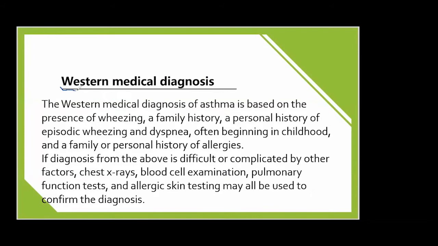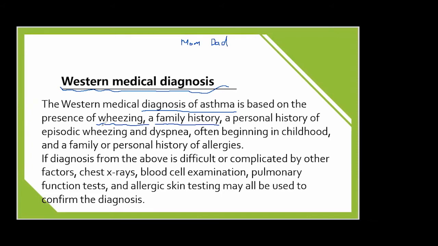So how does modern medicine diagnose this illness? Basically, the patient has symptoms like wheezing, and also there are genetic reasons. That's why we usually ask patients about family history. If the mother or father has an allergy kind of illness, their children have a greater chance of an asthma attack. So that's the family history.